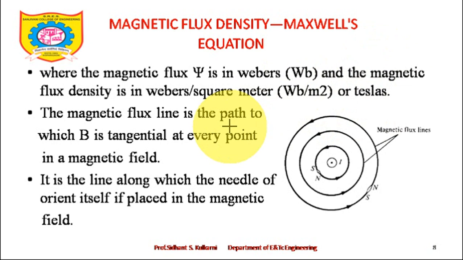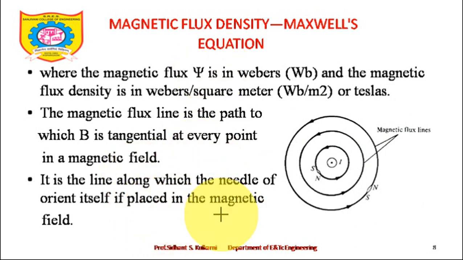The magnetic flux line is the path. What is that? Magnetic flux line is the path to which B bar is tangential at every point in the magnetic field. Remember this. So if these are the flux lines I am talking about, the magnetic flux line is of a circulating nature, to which B bar is always tangential. Try to understand the tangential nature. Tangential nature means this direction, this direction, this direction. Finally, it follows the circulating nature at every point in the magnetic field. It is a line.